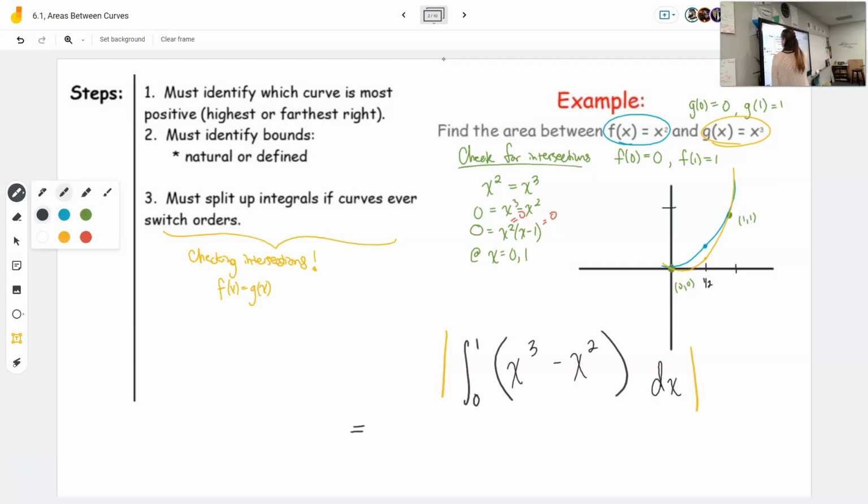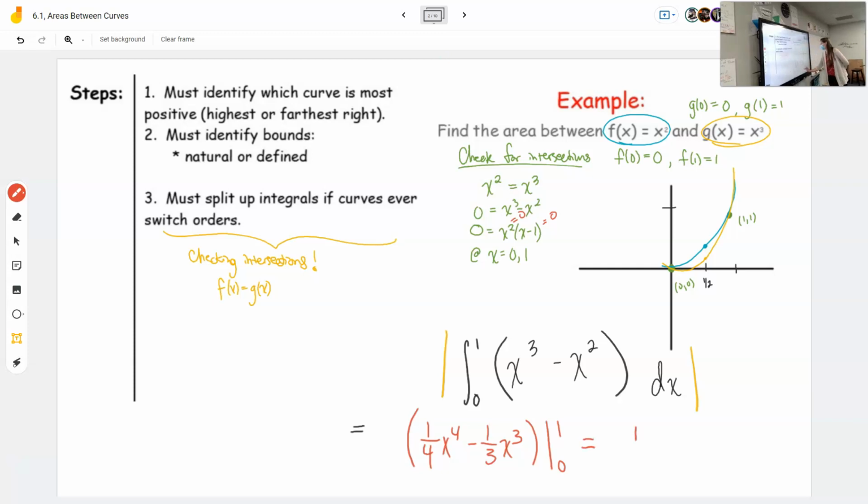But if we went ahead and solved this, we get 1/4 x to the 4th minus 1/3 x cubed. We have to anti-derive. We have to plug in our bounds of 0 and 1. And when we do that, we're going to have 1/4 minus 1/3 minus 0 minus 0. We're going to get some common denominators, because that's what we do. We can multiply this guy by 3/3 and this guy by 4/4. We would end up with negative 1/12.